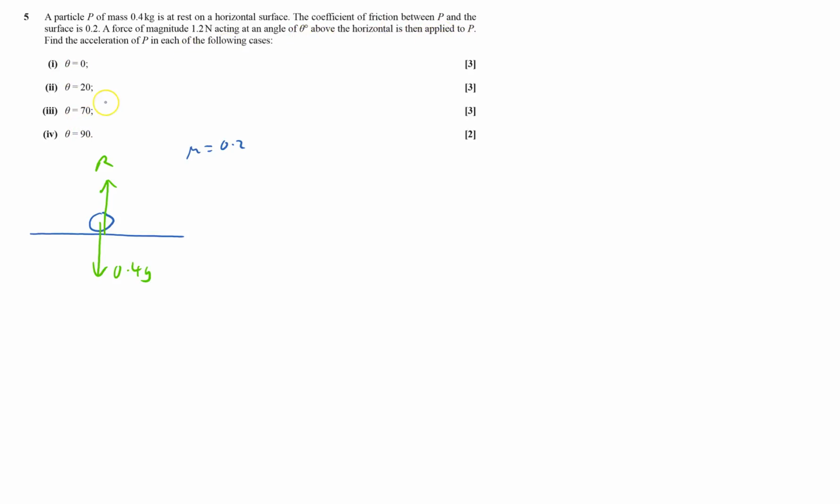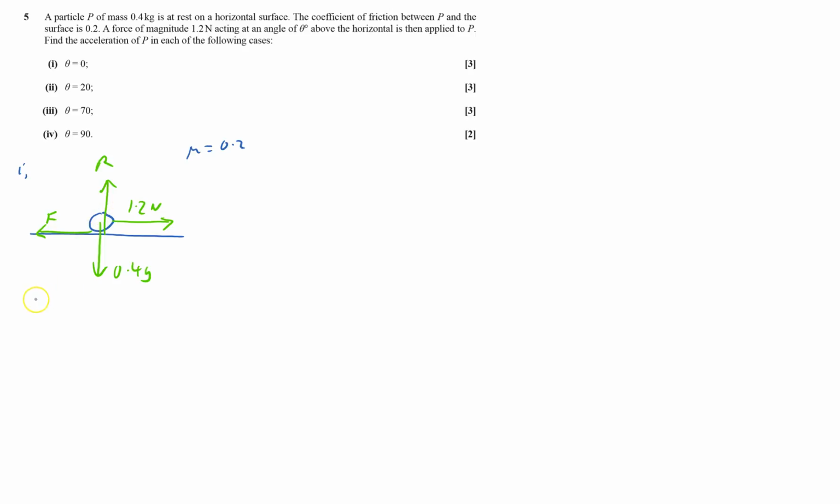Okay, there are lots of different values of theta, so I'm going to need a separate diagram for each one. The first one, theta is 0, so that means it's being pulled with 1.2 newtons. And obviously we've got friction coming back there because it's going to oppose motion or desired motion. So I'm going to find friction. I know what mu is, so I'm going to have to resolve vertically to find out what R is.